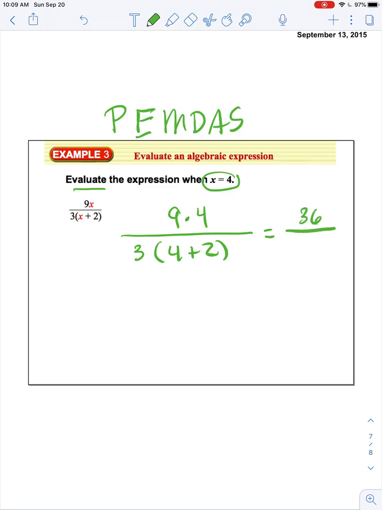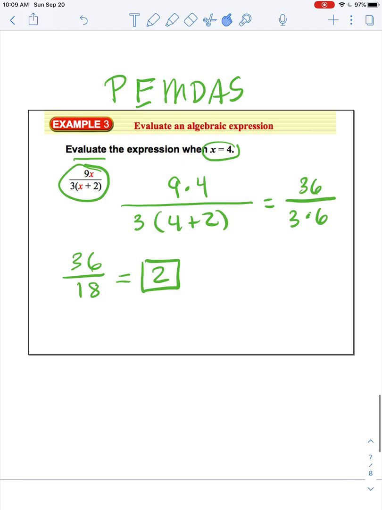On the bottom, I still have to do the part that's in parentheses first. So the 4 plus 2 becomes a 6. I keep working on the bottom because that wasn't done, but 3 times 6 is 18. And then lastly, if I take 36 and divide it by 18, I land at 2. So that's what I get for this expression when I put a 4 in for all of the x's. Kind of combining what we learned yesterday and today. Wow, that's it, grand finale.